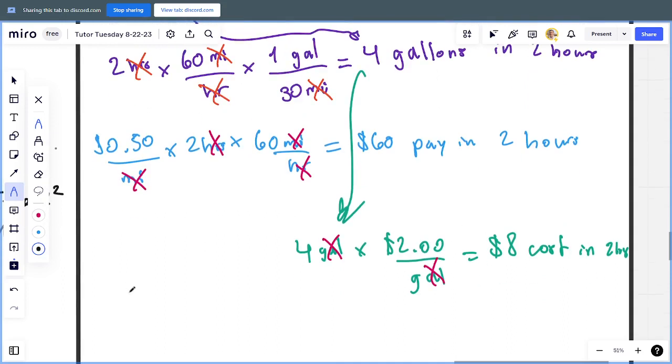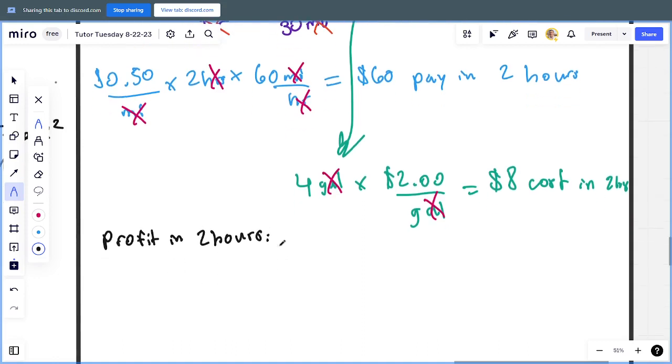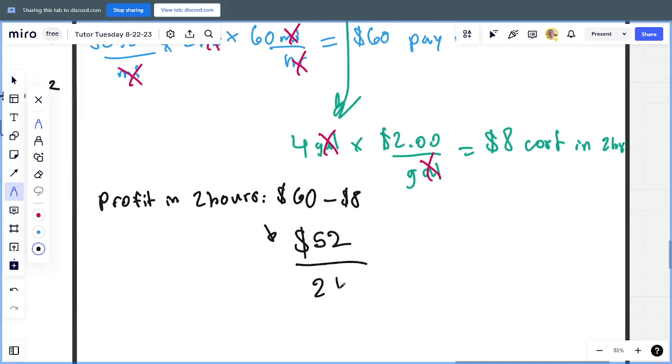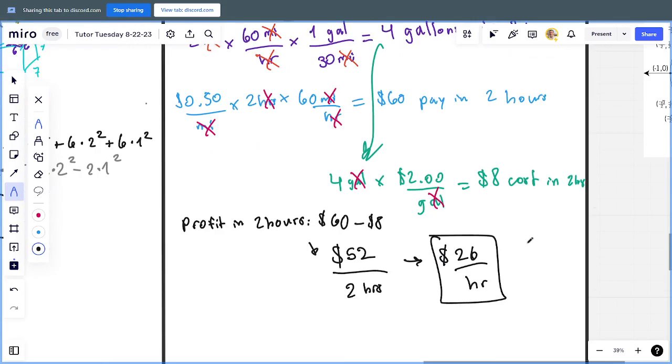If we consolidate all those numbers, the total profit that she gets in 2 hours is $60 minus $8. That's $52 for every 2 hours. Or if you simplify that, that's just going to be $26 per hour. So that would be our final answer.